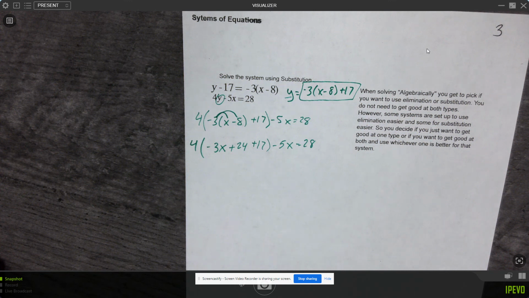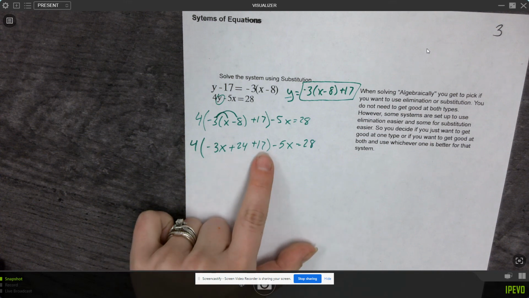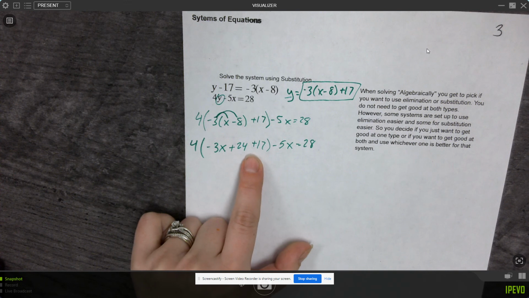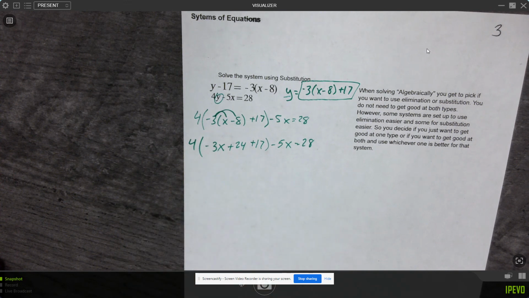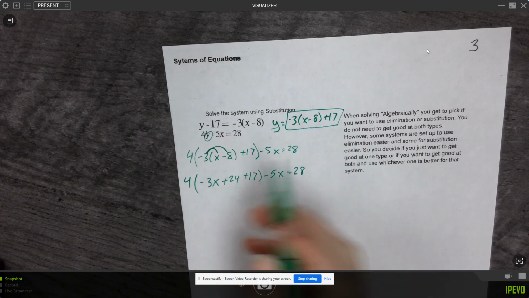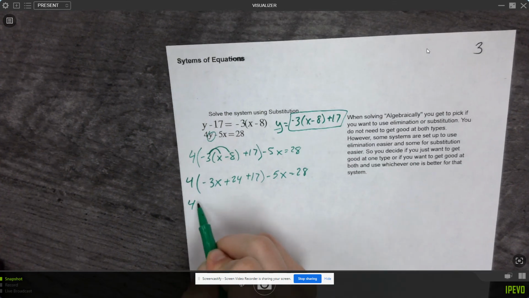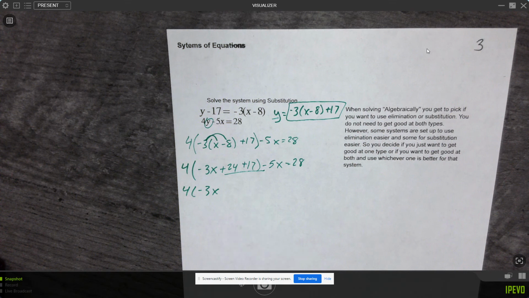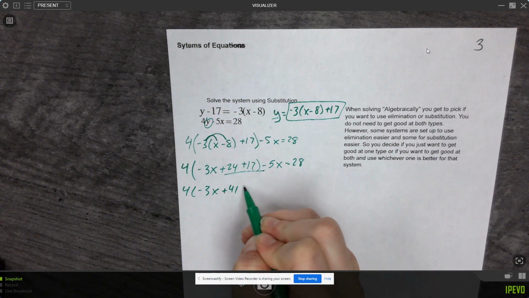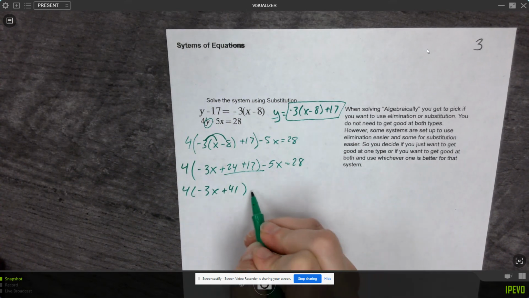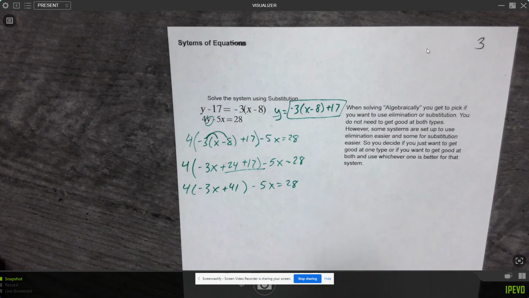You have two options. You can distribute again, or you can combine the like terms inside the parentheses and then distribute. It doesn't matter. Either one. It doesn't matter. Personal choice. So I'm going to combine like terms first. So I'm going to combine your 24 plus 17. So that becomes plus 41, still in parentheses. I did not distribute yet. Minus 5x equals 28. And now I'm going to distribute.